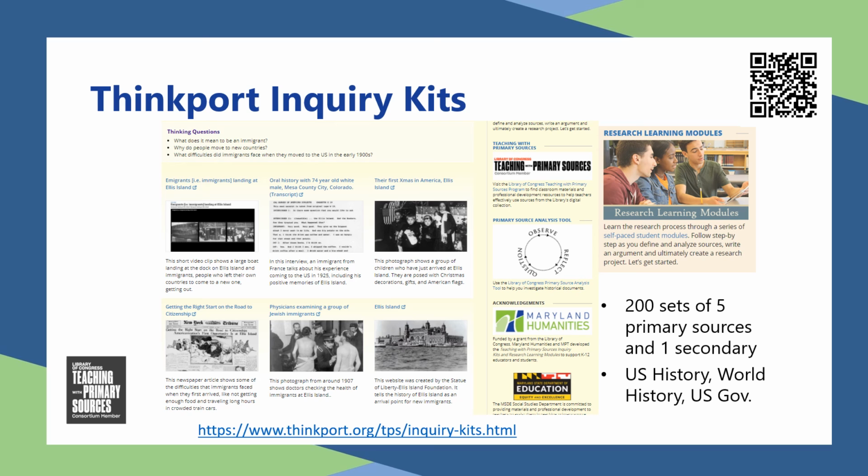And this slide gives you a sneak peek of what the inside of an inquiry kit looks like. This kit is centered on immigration to Ellis Island, and you can see it starts with 3 thinking questions at the top to give students something to investigate and to start the process of inquiry. Most kits have 5 primary sources and 1 secondary source, which is the one in the bottom right. The primary sources are varied for different points of entry for all students. There's often a mix of visual and text-based sources, including photos, video clips, maps, illustrations, newspaper articles, interviews, speeches, books, and much, much more.